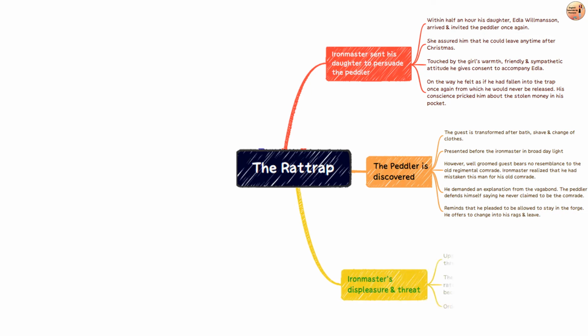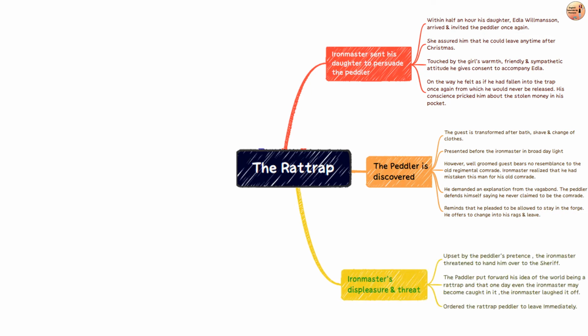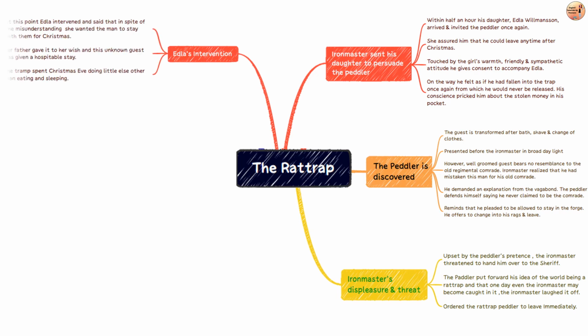Upset by the peddler's pretense, the iron master threatened to hand him over to the sheriff. Suddenly, the rat trap peddler put forward his idea of the world being a rat trap, and that one day even the iron master may become caught in it. The iron master laughed it off and ordered the rat trap peddler to leave immediately. At this point, Edla intervened and said that despite the misunderstanding, she wanted the man to stay with them for the Christmas. Her father gave in to her wish, and this unknown guest was given a hospitable stay.